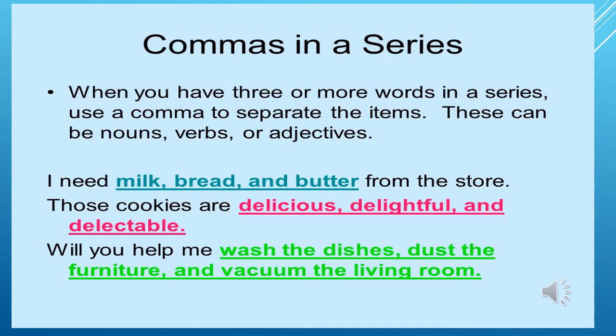In sentence number 3: will you help me wash the dishes, dust the furniture, and vacuum the living room? Okay, these ones are all verbs. They are actions that we can do, and we're putting many of them together. Again, we use the comma to separate them.